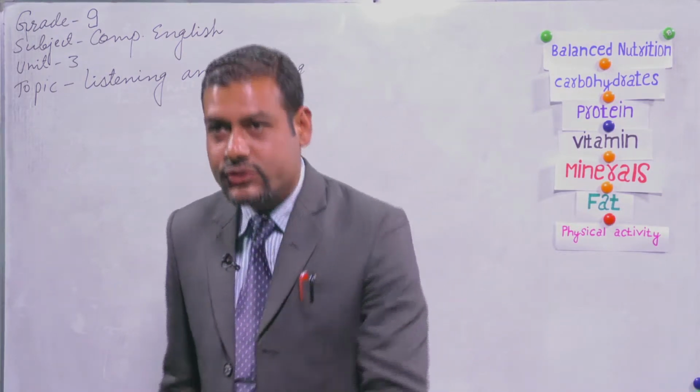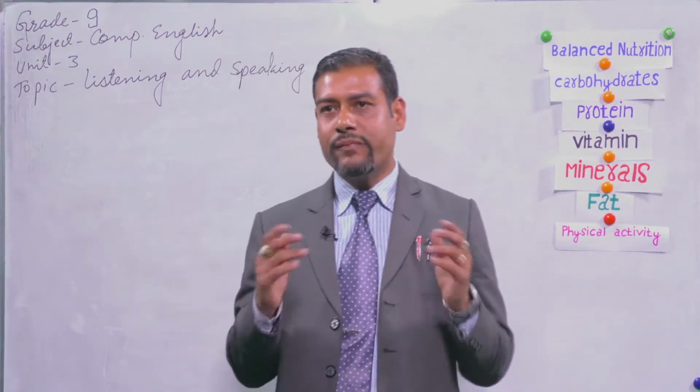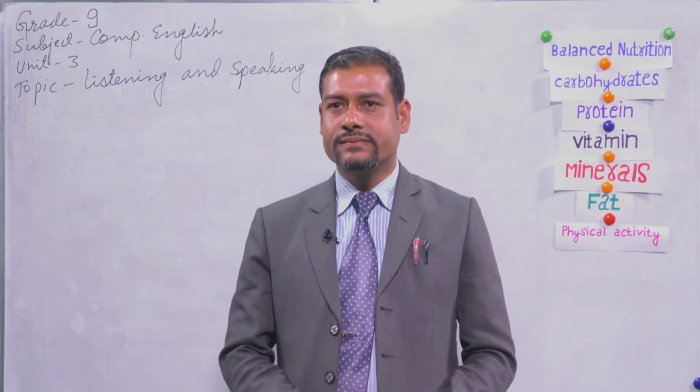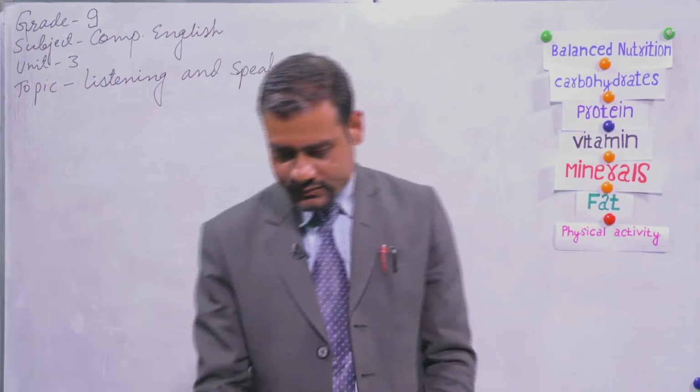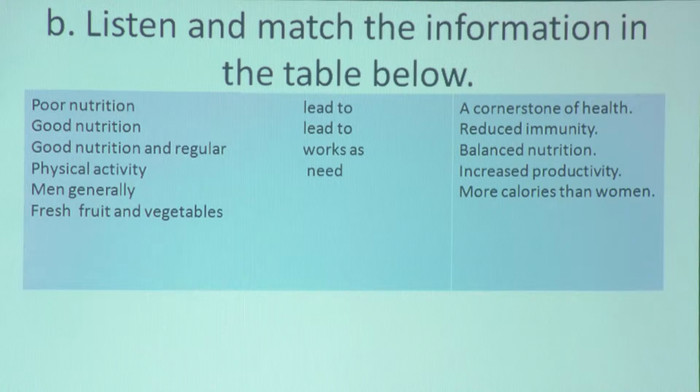Well, my dear students, now you have to match the given table correctly. So what can be the correct answer? Let us see there, poor nutrition, and which can be the correct option. Please, you have to match. Have you done? Okay, good. So secondly, again, we have good nutrition, and you have to match which one is the correct answer.